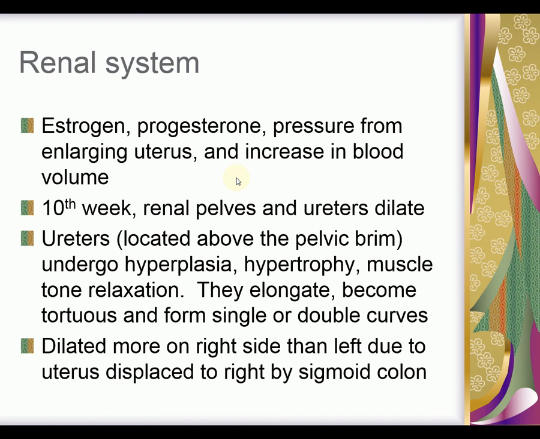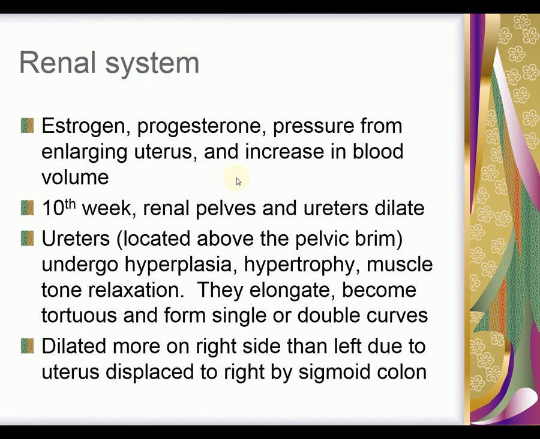So what about our renal system? Our renal system, our poor little overworked kidneys really get overworked during pregnancy. Estrogen, progesterone affects it, pressure from the enlarging uterus, and of course our increased blood volume. All four of these things can play havoc with our renal system.